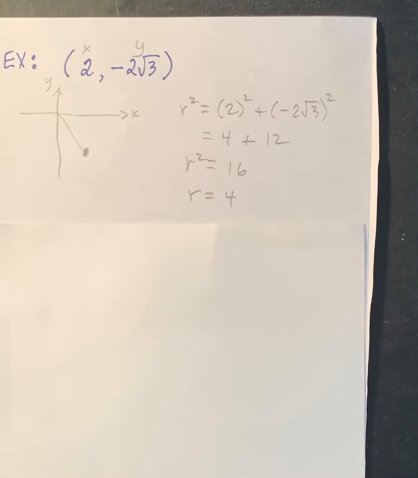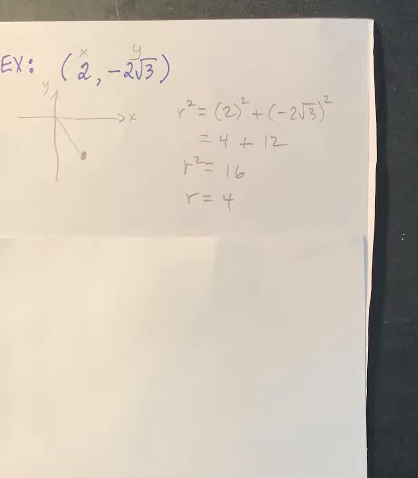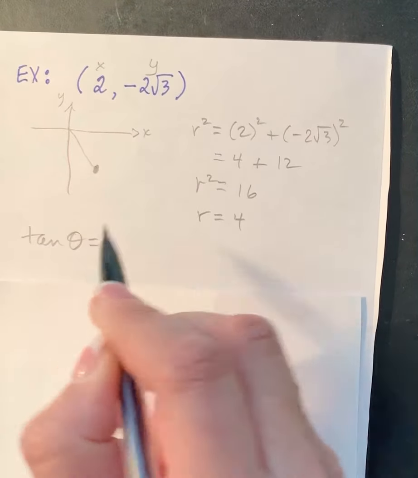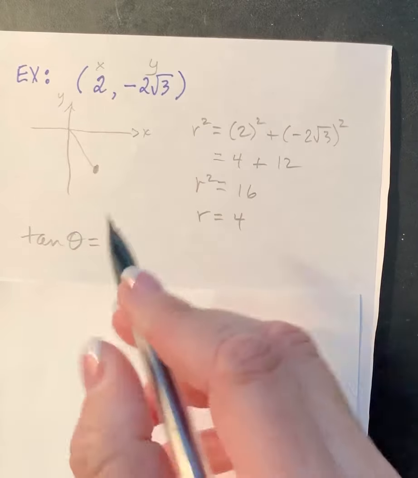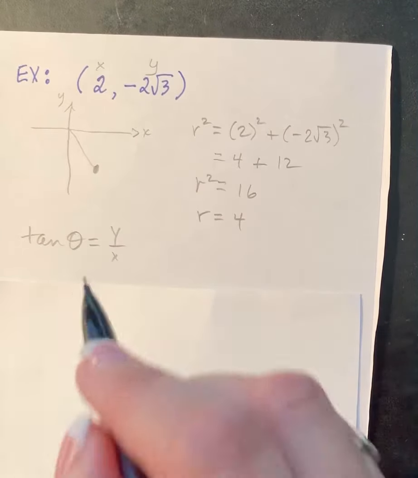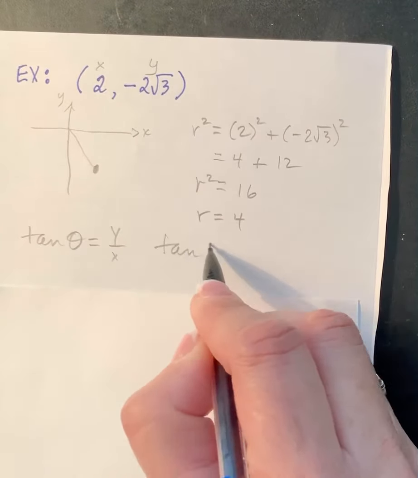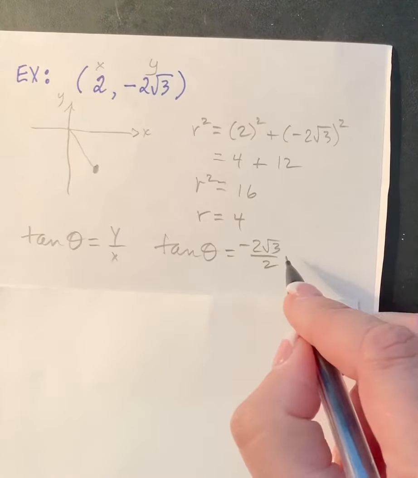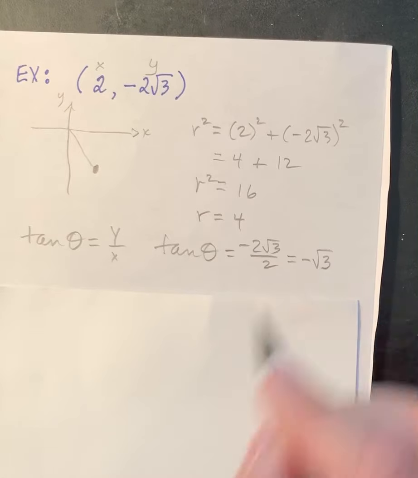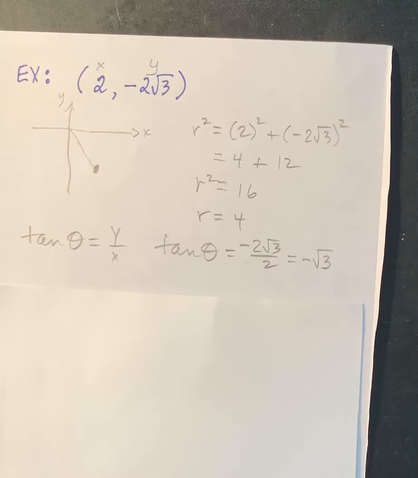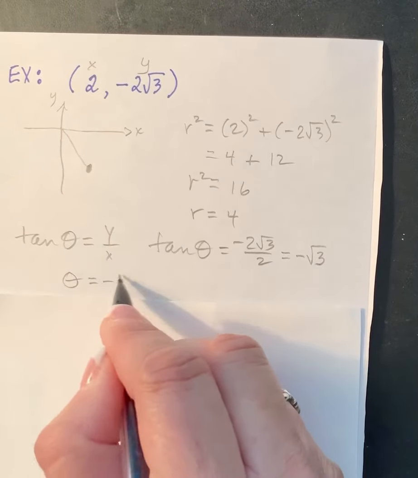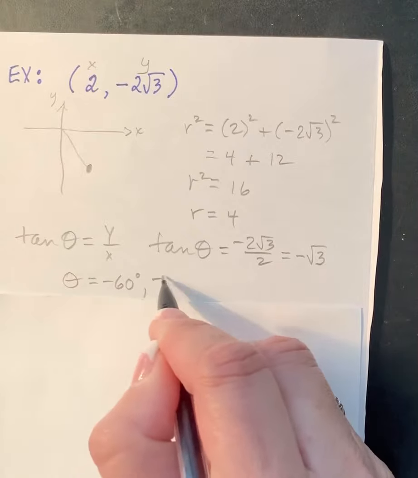Okay. All right, and then to figure out what angle that is, the tangent of theta is equal to y over x. So the tangent of theta will equal negative 2 root 3 divided by 2, which turns into negative root 3. That's one of our special values. And so you can figure out that that's going to be negative 60 degrees, or negative pi over 3.